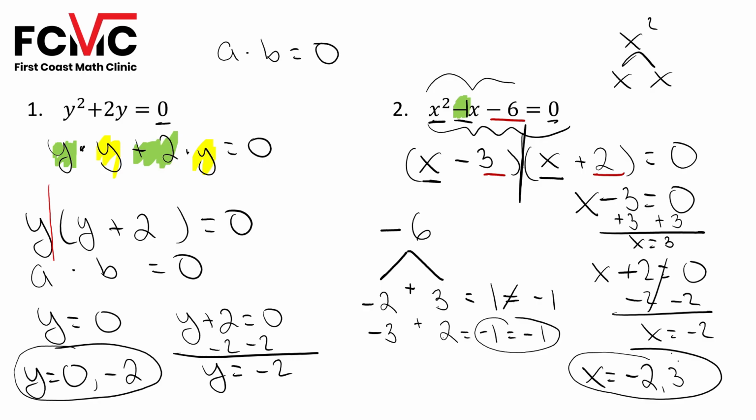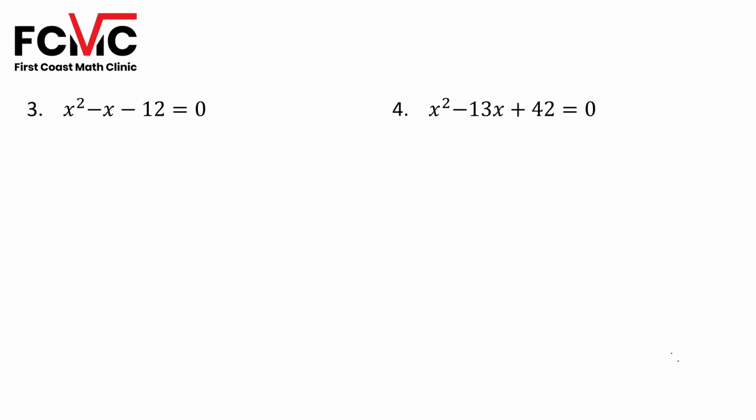Now let's do two more examples. Number 3, we've got x squared minus x minus 12 equals 0. So again, our zero factor property, a times b equals 0. So we've got 0 on the right side. We need the a and the b. So we want to factor this quadratic trinomial into a pair of binomials.